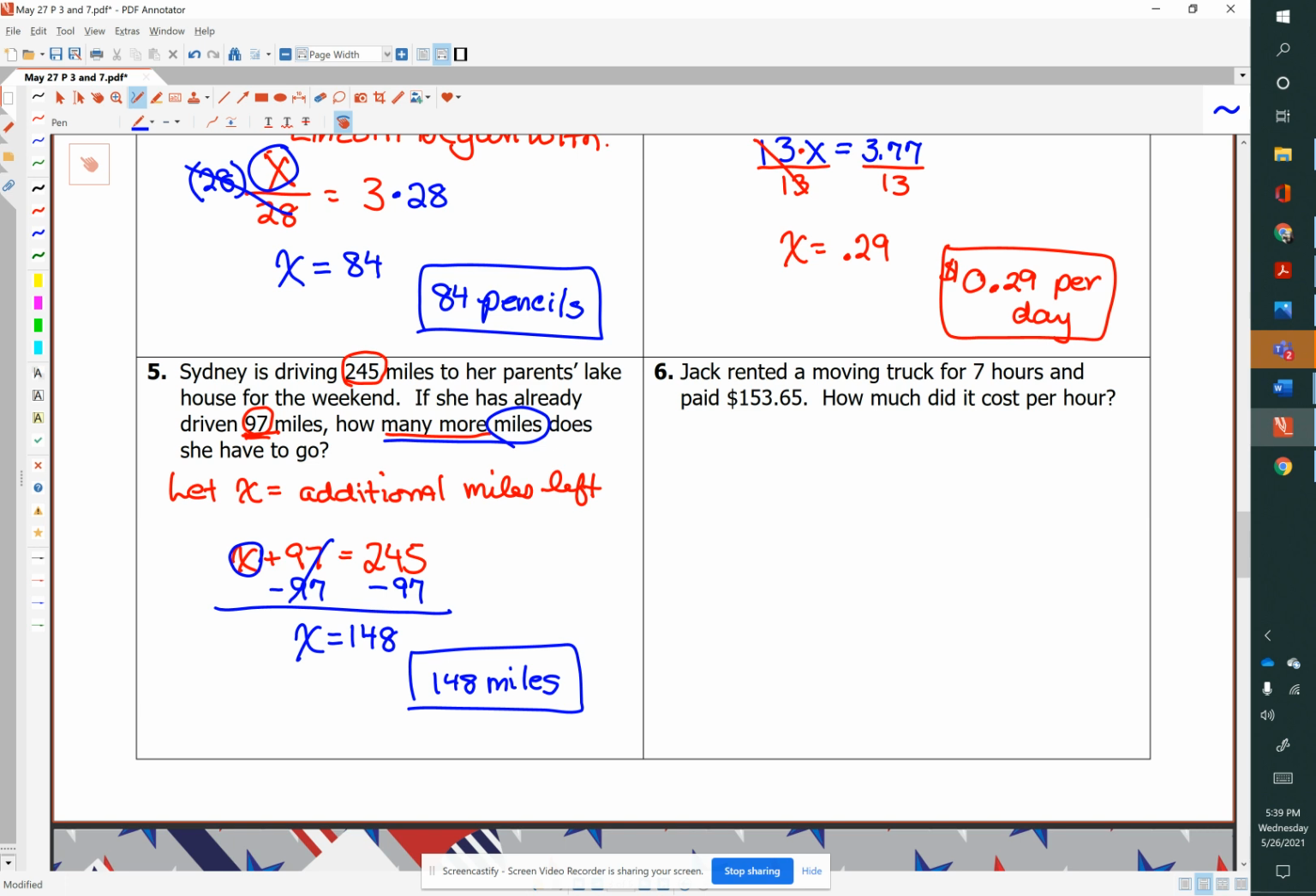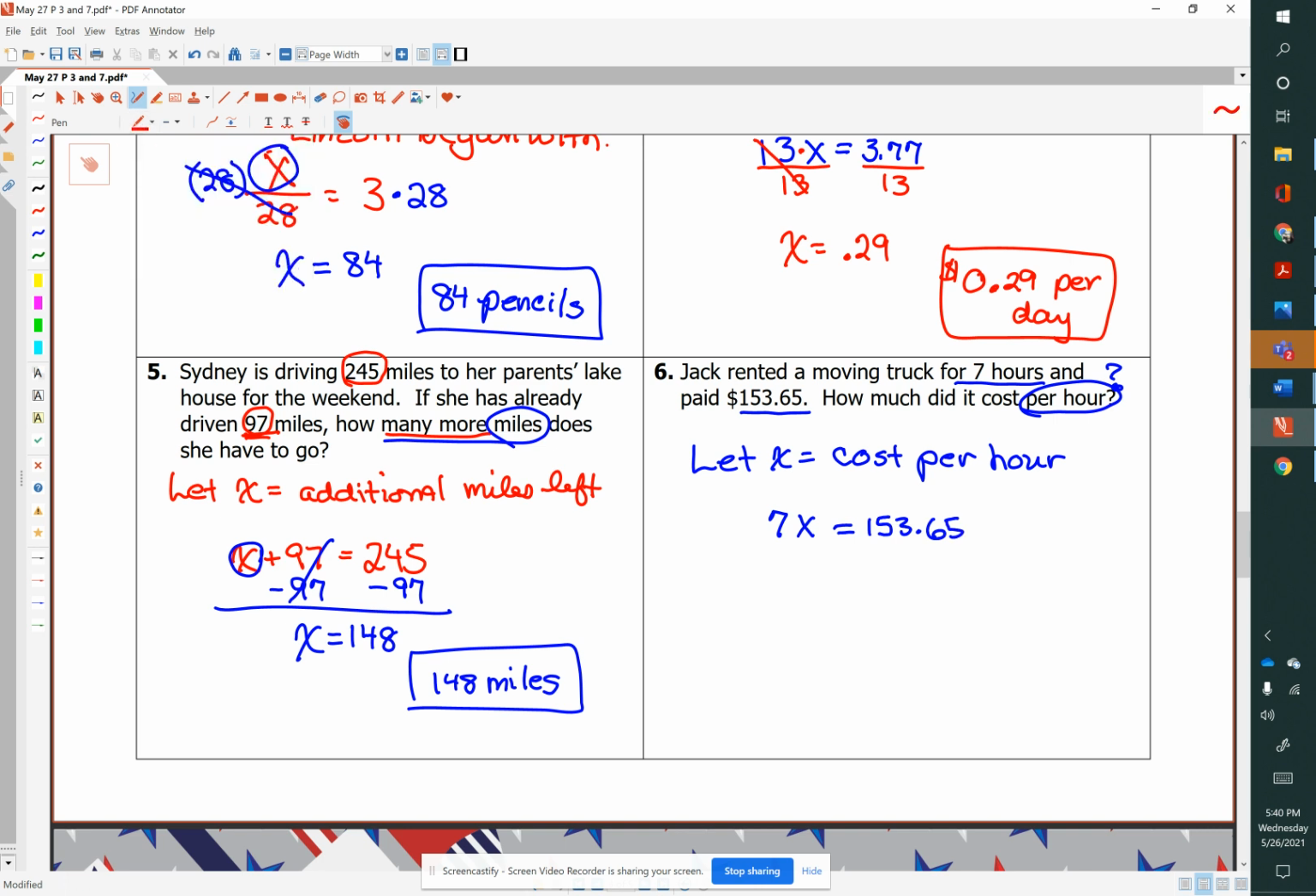And then finally, we have Jack, who rented a moving truck for 7 hours and paid $153.65. How much did it cost per hour? So the per hour charge is the amount that we're asking about. So we will let x equal the cost per hour. So we can say he rented it for 7 hours. We don't know how much it costs. So 7 times something equals $153.65.